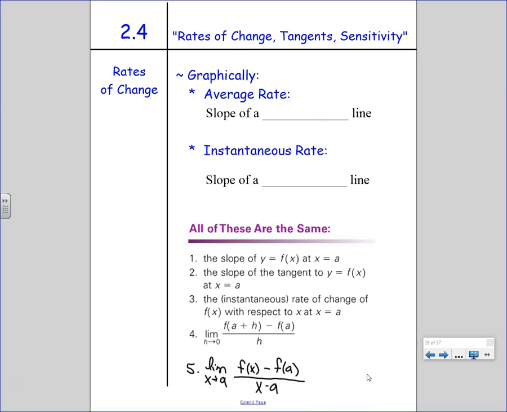Okay, kiddos, believe it or not, I was actually serious. Here we go. Rates of change, tangents, and sensitivity. One of these is new, right? One of these is not like the other. Anyway, so.